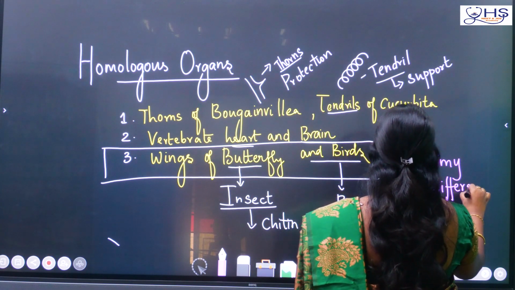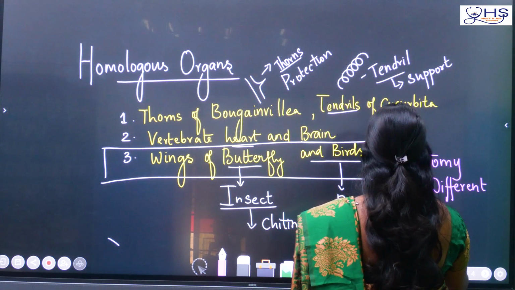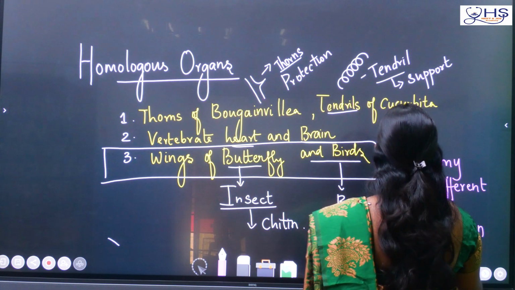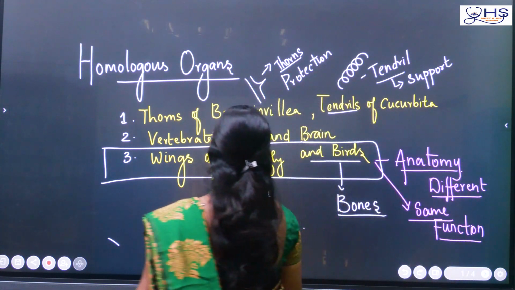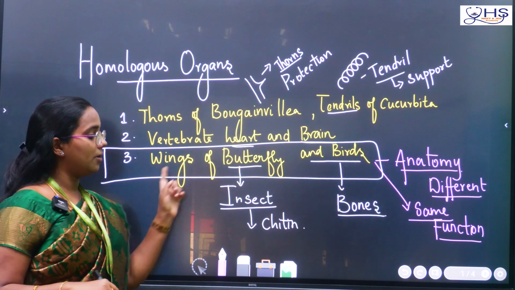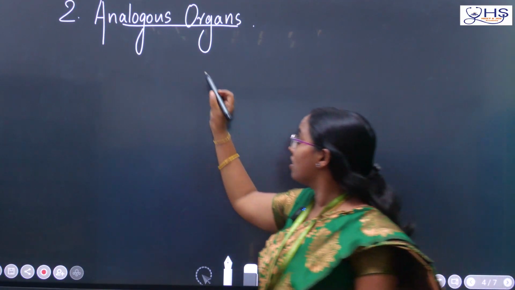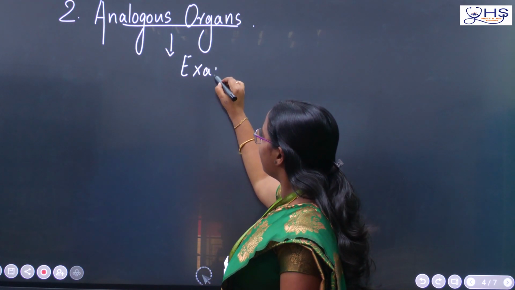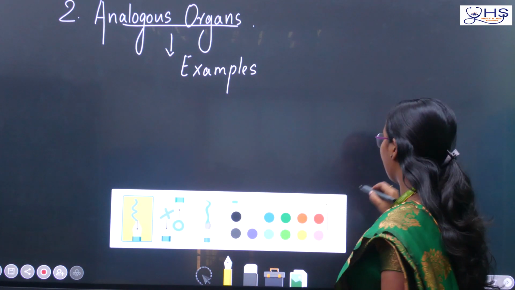But you clearly know that the function is going to be the same. What function? They both use the wings for flying. Now we are going to see what an analogous organ is. Analogous organs are examples of convergent evolution or divergent evolution?